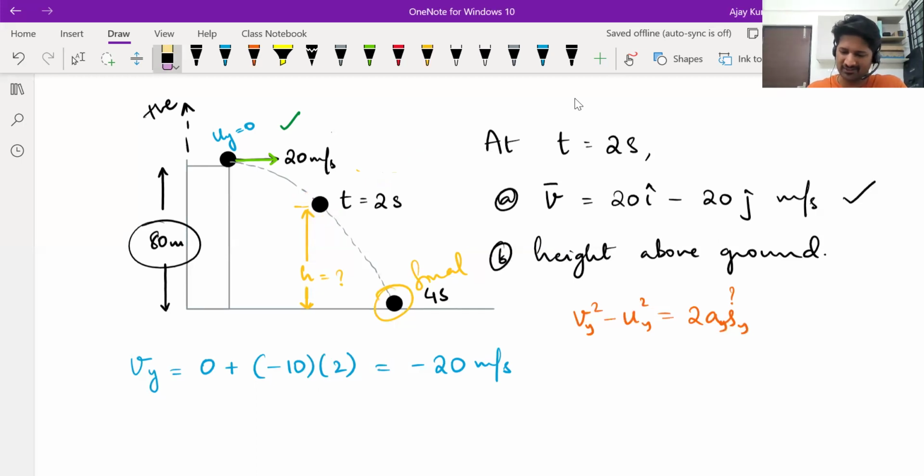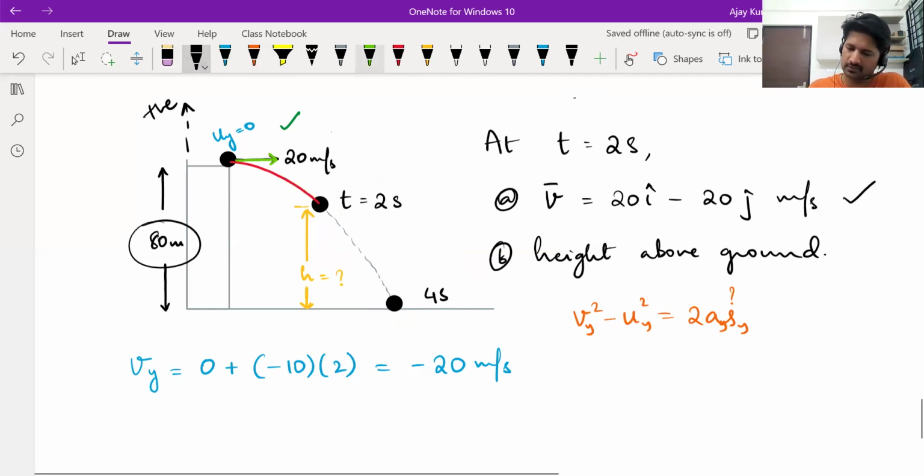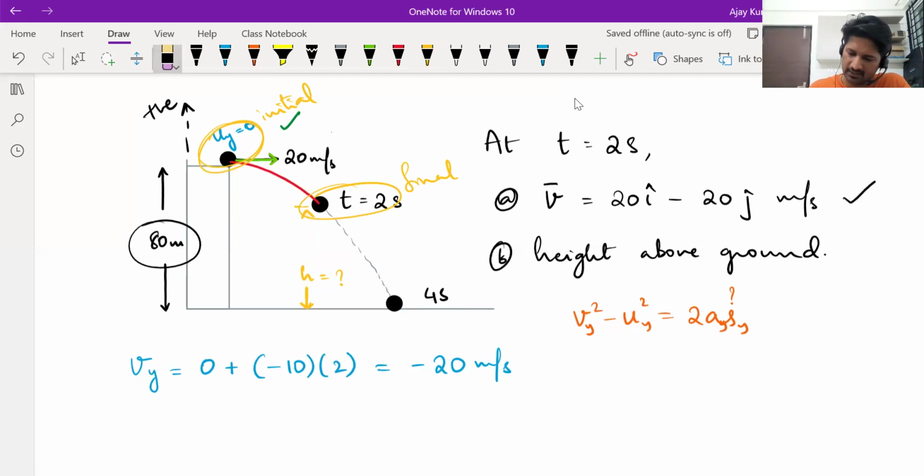Okay. So you are saying you considered this part of the journey from here to here, right? Okay. So now this will be taken as the initial instant. This is the final instant. And if those are the initial and final instants, you can't tell this height directly. You'll have to do some additional calculations. Pawan, do you agree or not?